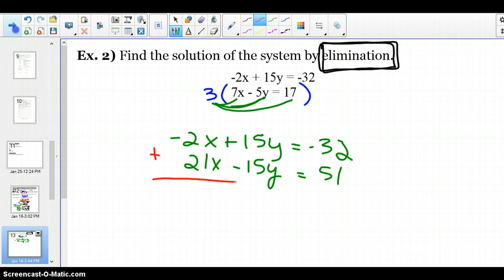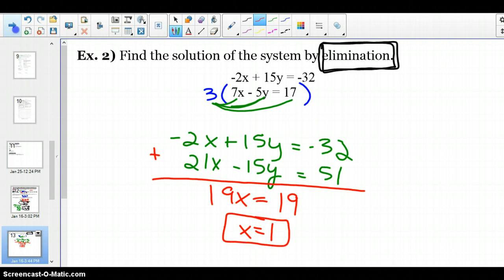Alright, so I'm going to add these. My y terms are going to cancel, which is exactly what I wanted. Negative 2x plus 21x turns out to be 19x. Y terms are gone. Then negative 32 plus 51 is also 19. So x is 1.